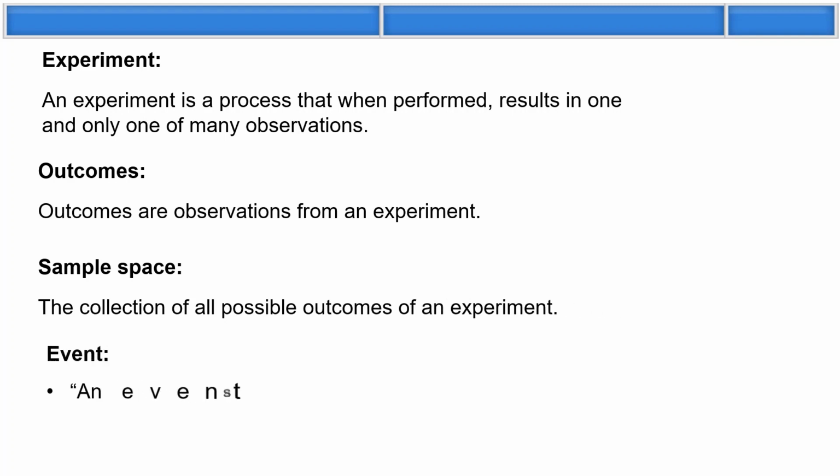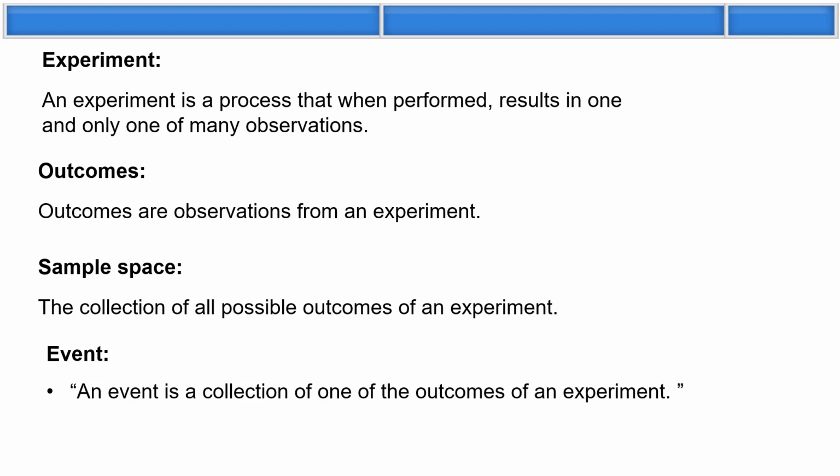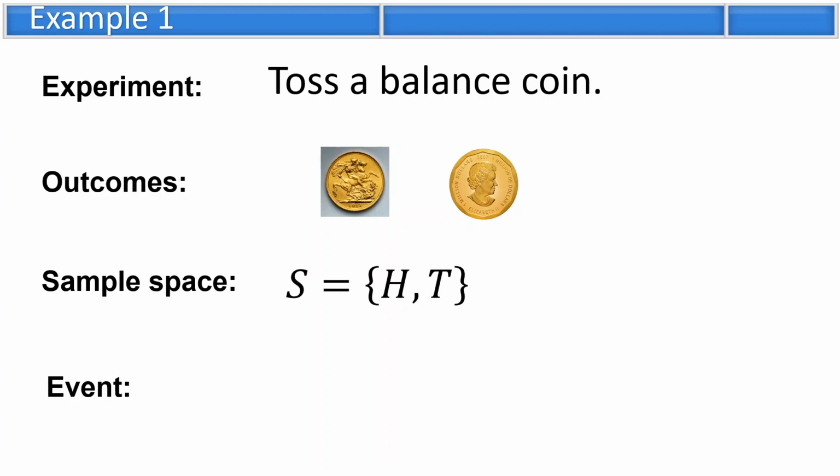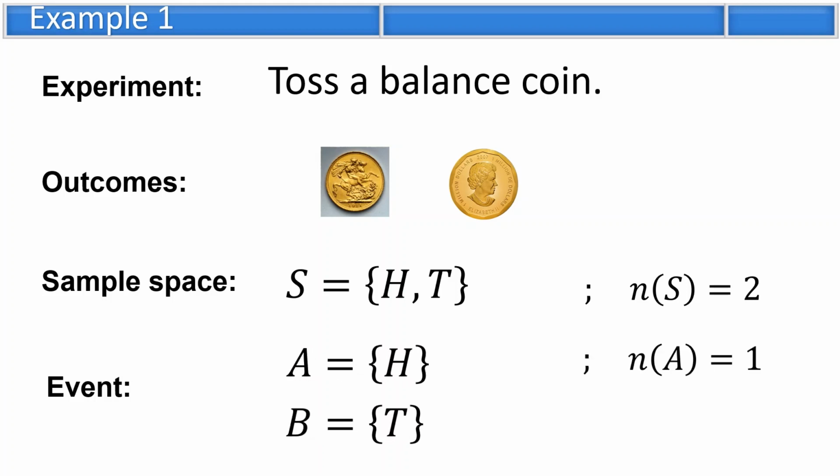An event is a collection of one or more of the outcomes of an experiment. Event can also be defined as a subset of a sample space. Example 1. Experiment is: toss a balanced coin. Outcomes is either a head is observed, or a tail is observed. Sample space: S equals {H, T}. N of S is equal to 2. Event: set A equals {H}. N of A is equal to 1. Set B equals {T}. N of B is equal to 1.